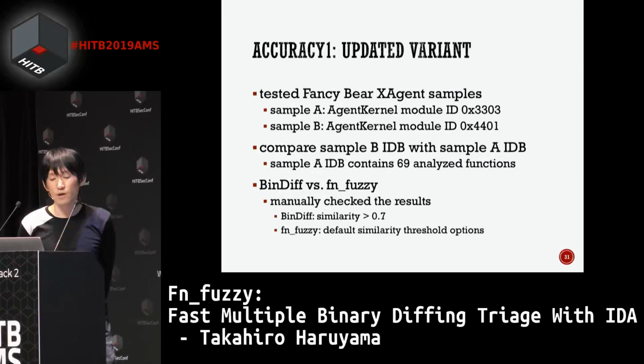And another future work is microcode-based fuzzy hashing. Microcode is an intermediate language for IDA Pro. By using microcode, FNFuzzy may be able to detect compiler level obfuscated functions like ANEL.